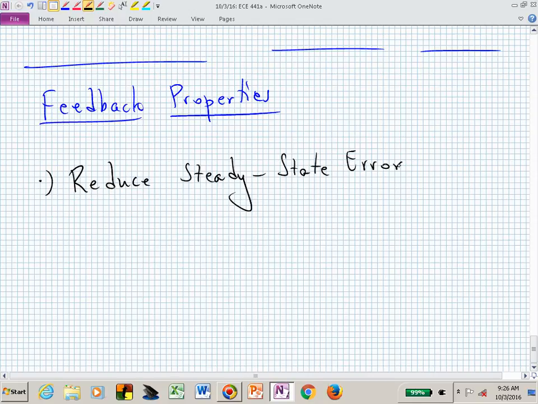One property of feedback is that it can reduce steady state error. And you're going, okay, that seems somewhat abstract. So let's put it into a context that maybe you're familiar with. How many people drive a vehicle? Or a bicycle? It's not really going to matter too much. So now you drive a car. Is there feedback when you're driving? Hopefully there is.